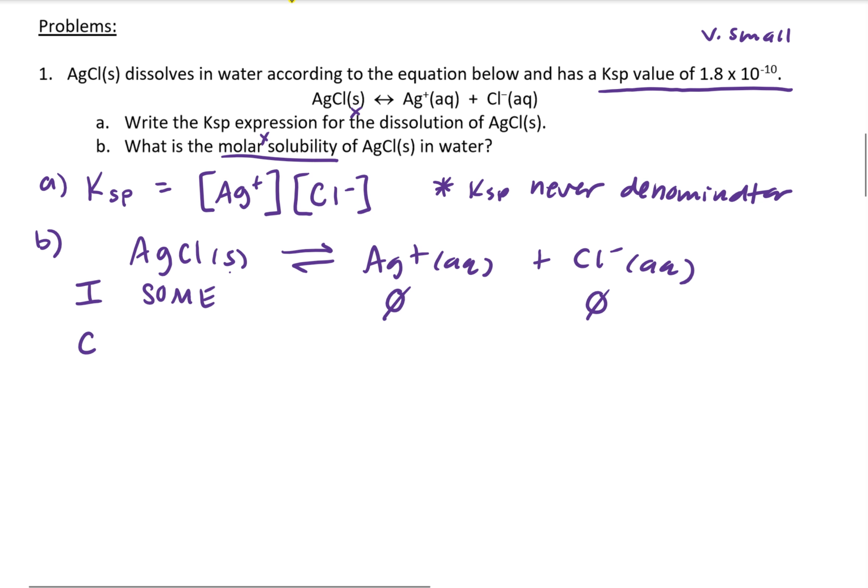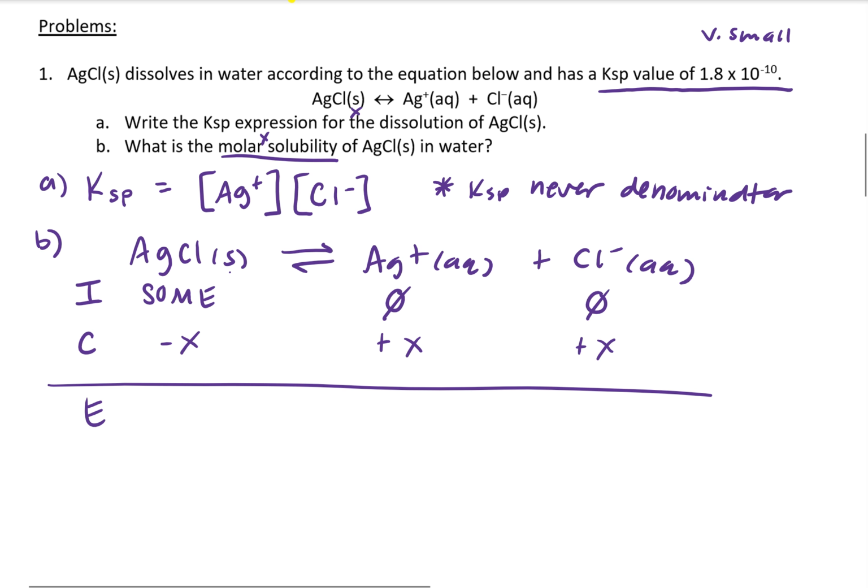And for the change, we know we're going to shift towards the product side because we have 0 products. So we're going to minus X from our reactant, plus 1X for the silver, plus 1X for the chloride. And the equilibrium is the sum of the initial and the change rows. So you're going to have some amount here for your solid, X, and X for your products.